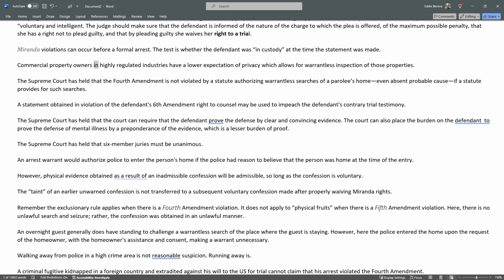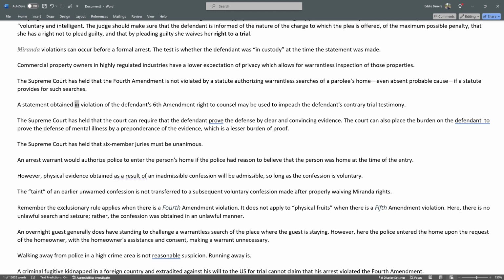Commercial property owners in highly regulated industries have a lower expectation of privacy, which allows for warrantless inspection of those properties. The Supreme Court has held that the Fourth Amendment is not violated by a statute authorizing warrantless searches of a parolee's home, even absent probable cause, if a statute provides for such searches.